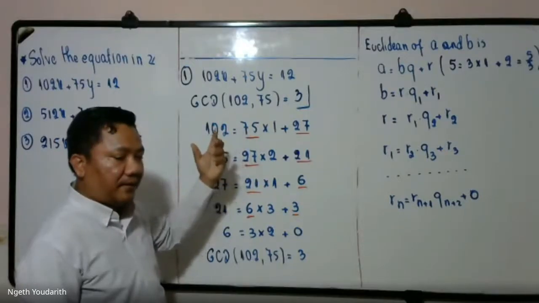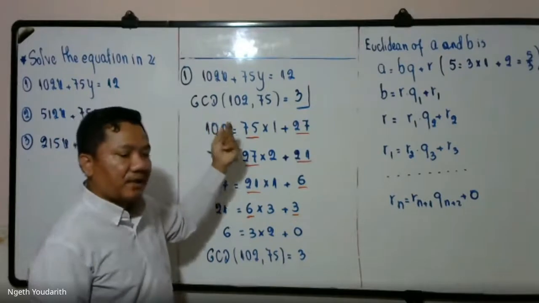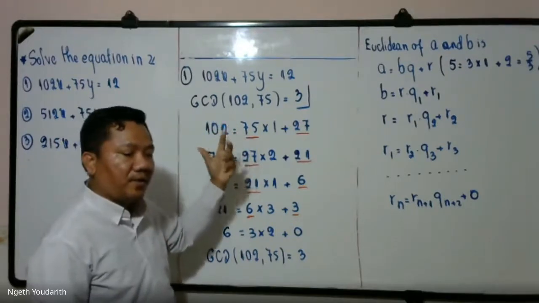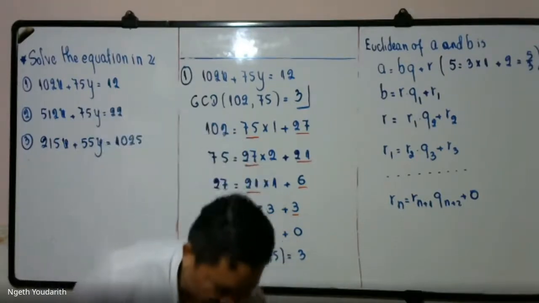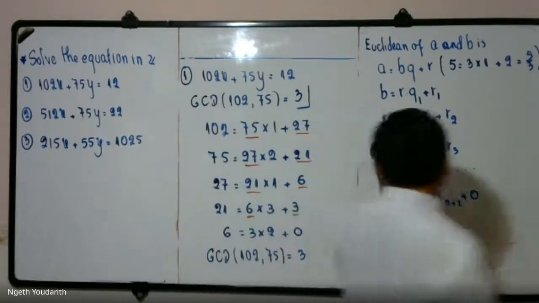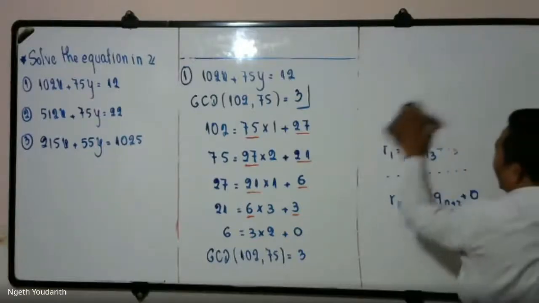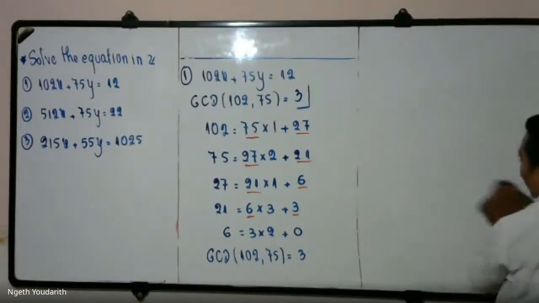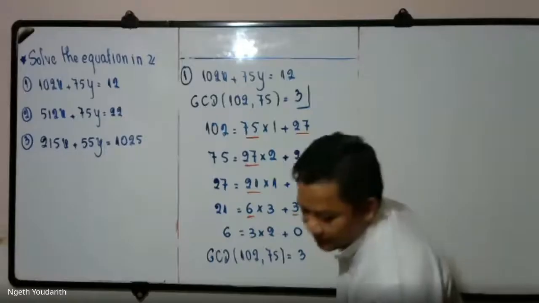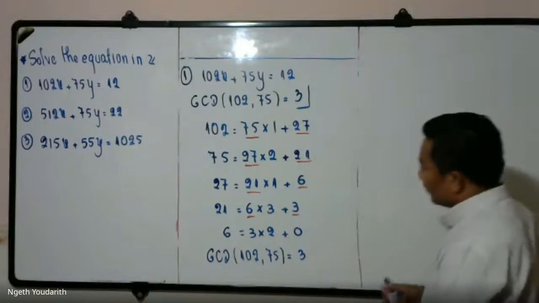So if the equation has a solution in Z, what should we do next? Yeah, find x0 and y0. Okay, we will find x0 and y0. And how do we find x0 and y0?